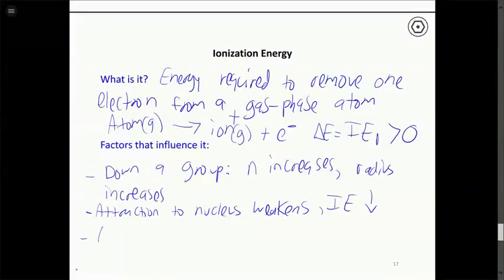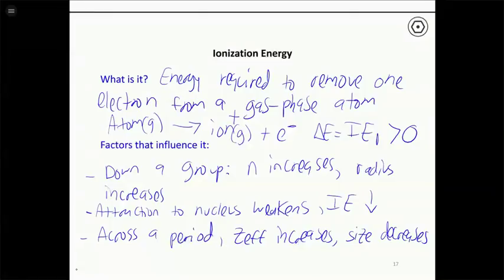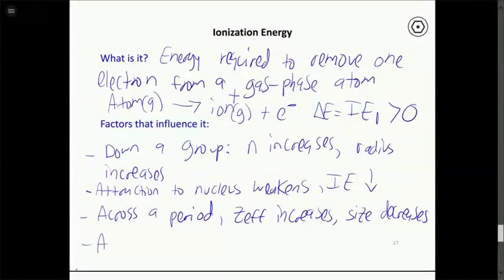And then as you go across a period, again the trend is opposite, because as we go across a period, we're adding more protons to the nucleus, so our effective nuclear charge increases, and the size, or the radius, decreases. So really for two reasons, as you go across a period, you have more protons to hold that electron, and they're closer to that nucleus because of that. So that means the attraction is stronger, and it takes more force to rip one of those electrons off. And so that attraction to the nucleus increases as we go across, which means the ionization energy also increases.